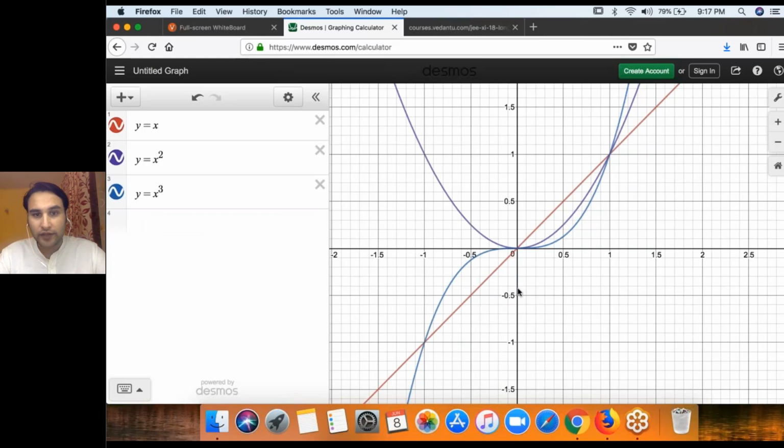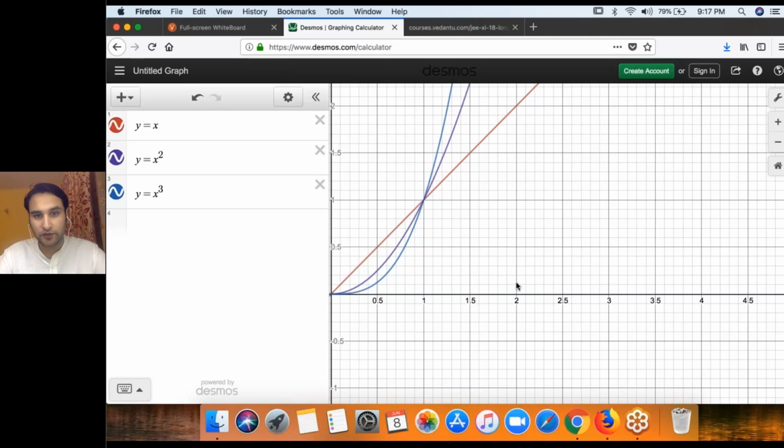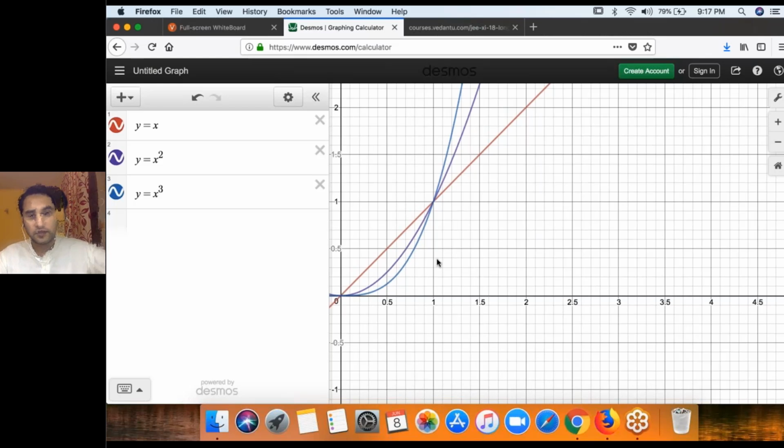Okay? Just look at this portion of the graph when x is positive, to avoid confusion. What you realize here is that between 0 and 1, lower the power, higher the graph. The graph of x is greater than the graph of x square, greater than the graph of x cube, because between 0 and 1, x is higher, then x square, then x cube.